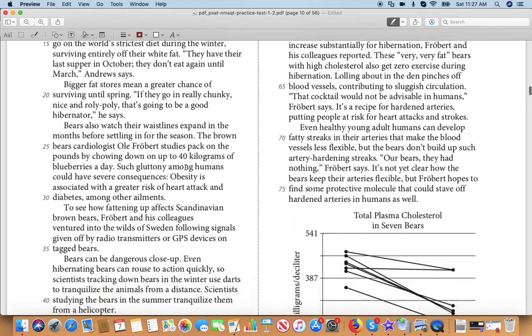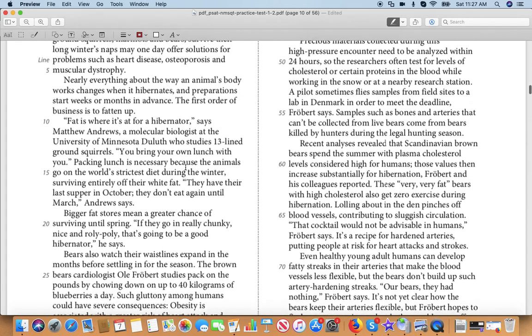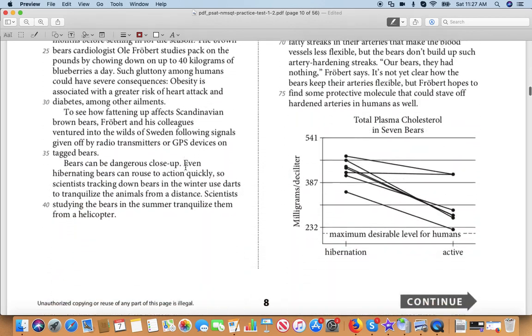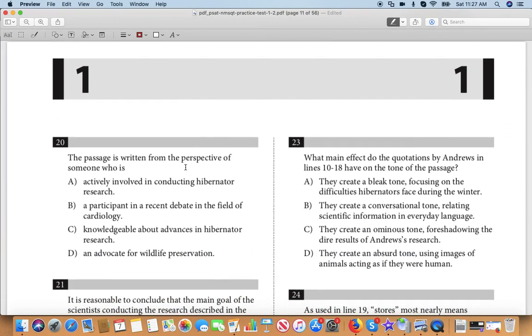Yeah, it just talks about other people. She's writing about Frober, and this other guy, Matthew Andrews. But do you see any evidence that this author is actively involved in conducting hibernator research? No. Even if you went with A, you've still got to test the other answer choices. But I don't like A, based on the reasons you gave me. Now that I see where it comes from, yeah.